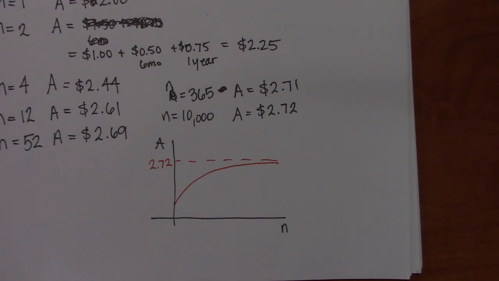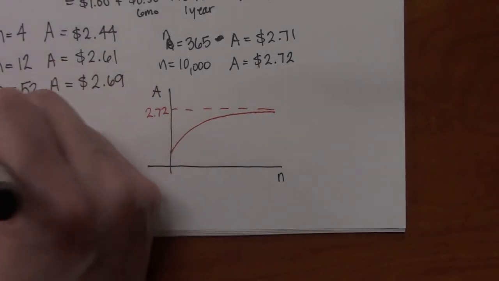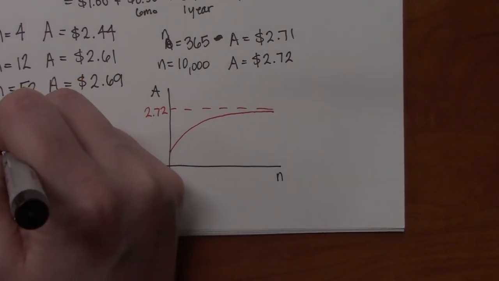So does anybody recognize or have any idea what the number 2.72 might be? It's an asymptote, but I mean the actual number. Does anybody recognize that number? Or 2.712? Nobody? Okay, that's cool. It's all right if you don't. So, it is the natural number. Some of you may have learned in school.